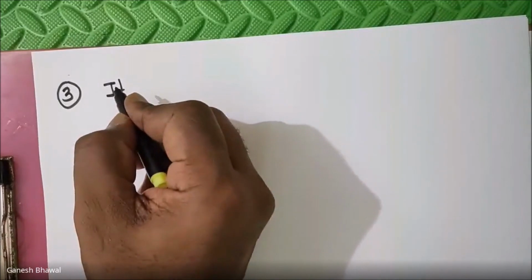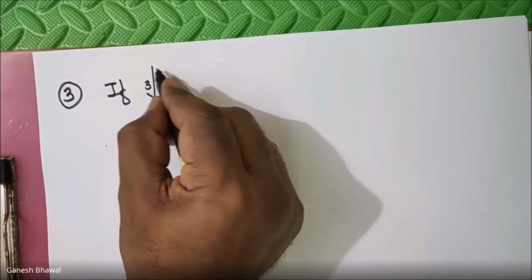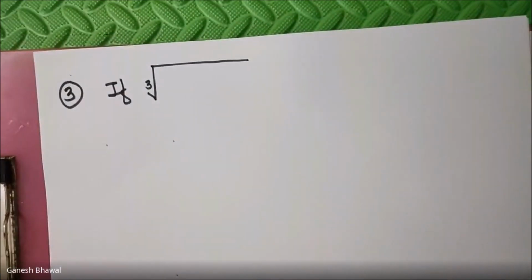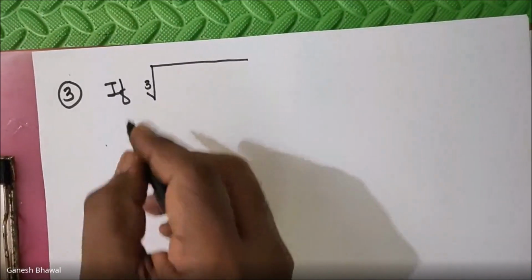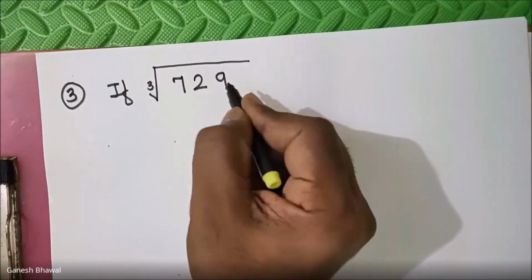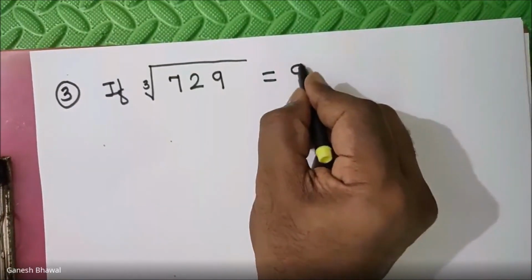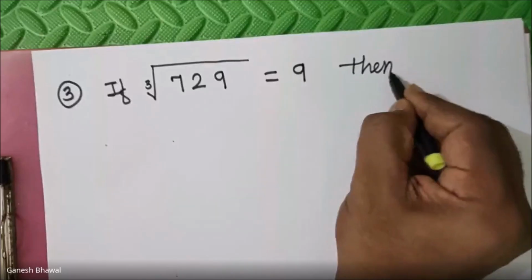If under cube root 729 equals 9. Sir, we have to write this? Yes, write it down.